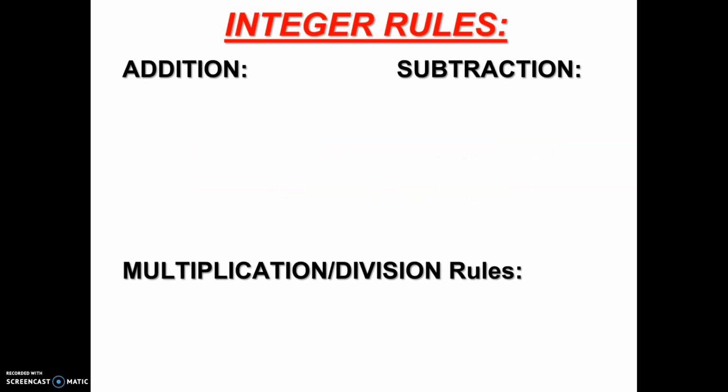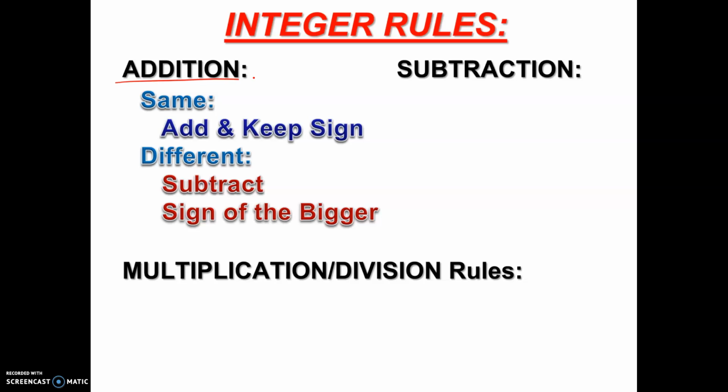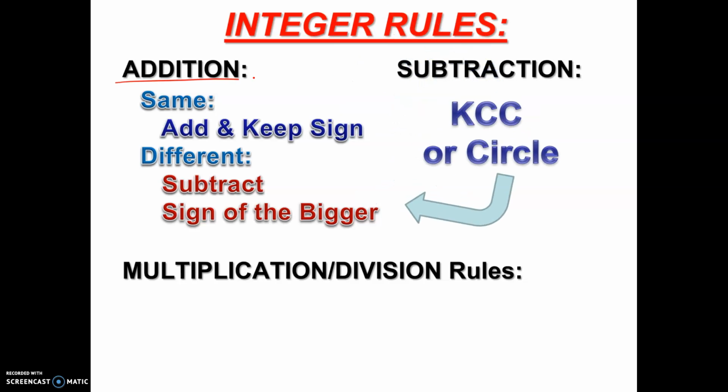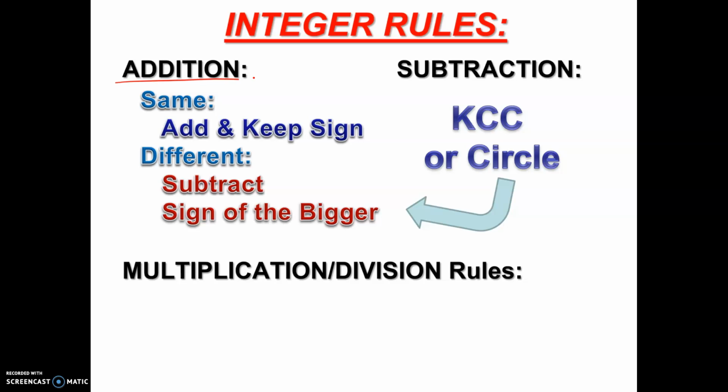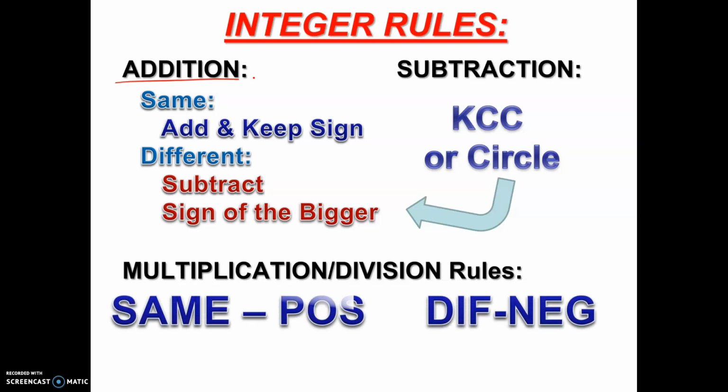Before we get to it, though, let's make sure we remember our integer rules. Our add wrap: same sign, add. Different sign, subtract, and we keep the sign of the bigger one. Now that's only for adding. The goal of subtraction is to change it to addition. We do that by changing the sign, or using the circle method to make a list of numbers. Then you do the add wrap. All right, the multiplication melody is same sign positive, different sign negative.